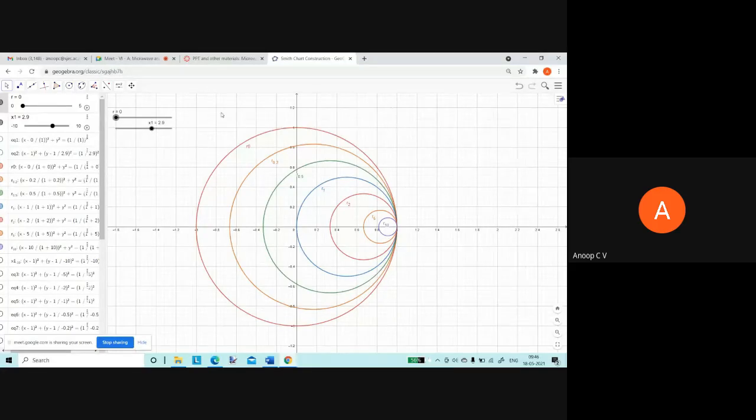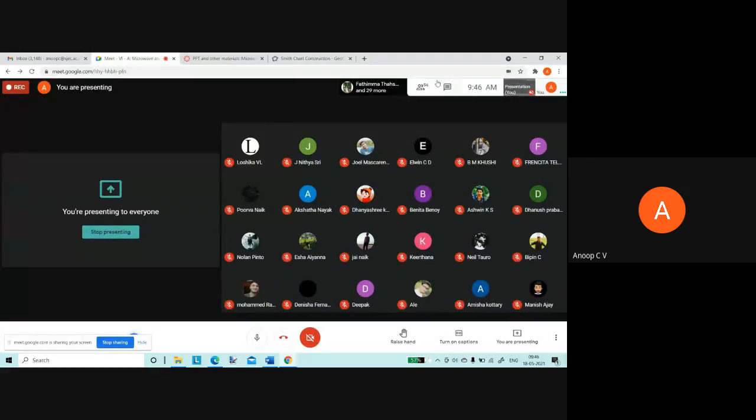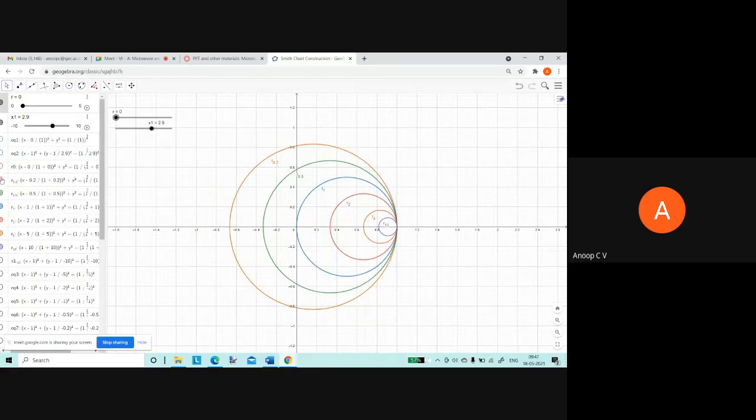Moving along this. Did anyone type in anything? Okay, yeah, fine. So can you see what is happening as r increases? What is happening? The center is moving towards the positive gamma r axis, right? So from 0, it is moving towards +1, right? And the radius is decreasing, of course, right? The radius is decreasing.